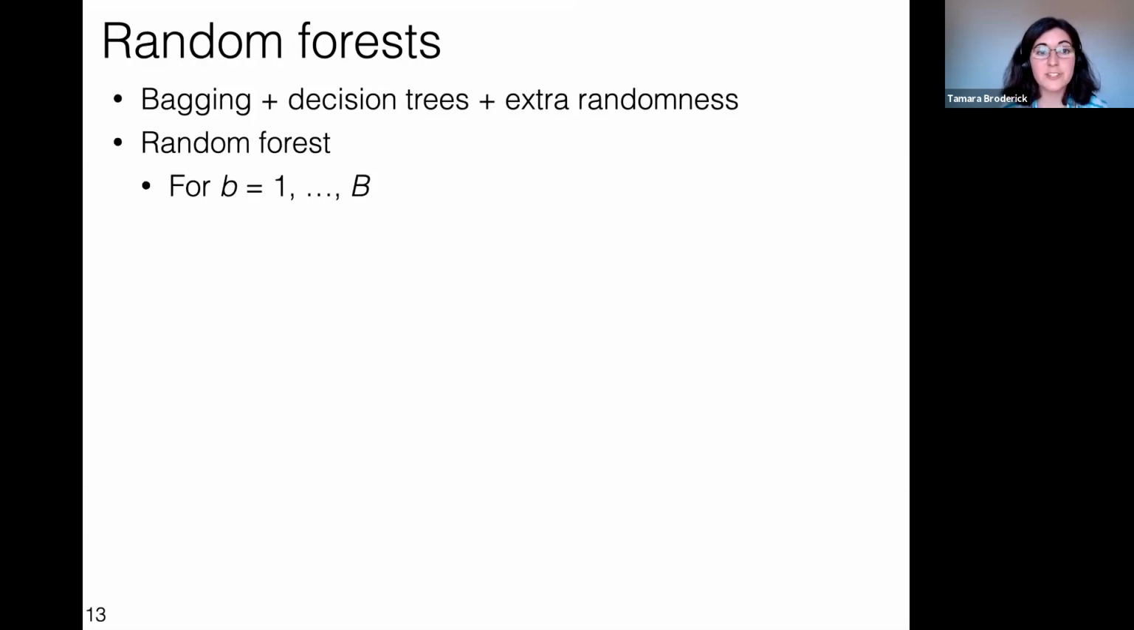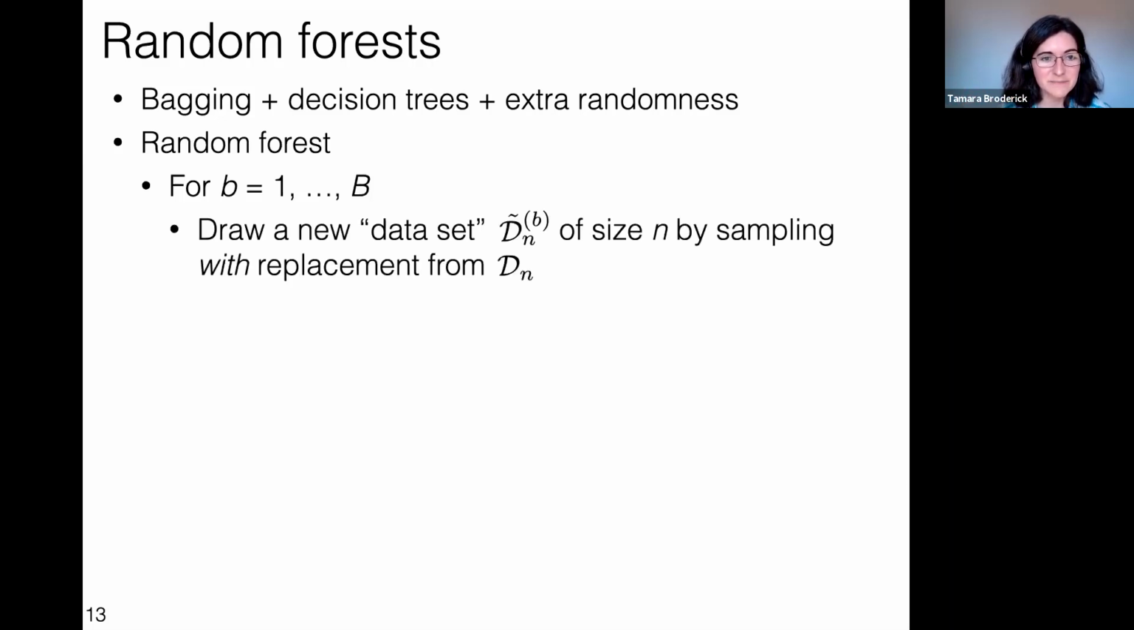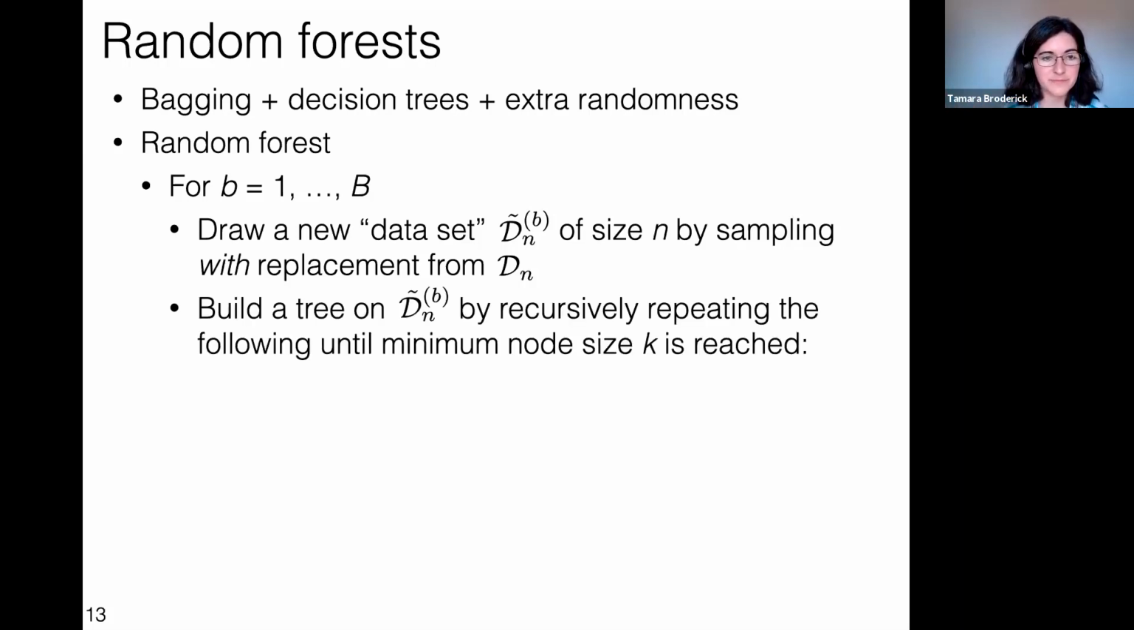So random forest, you do the same thing. It's just bagging. What we're going to do is go through all these B different bags, basically. In each one of them, we draw a new data set with replacement from our original data. So that's just like bagging. Nothing has changed from bagging.